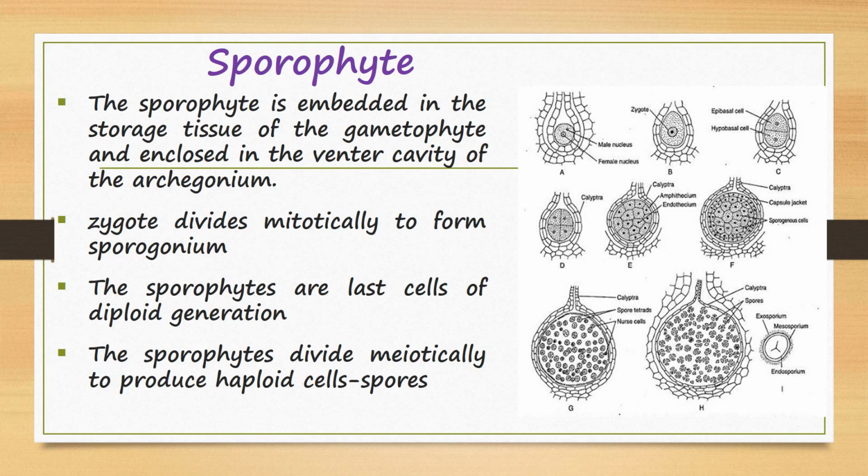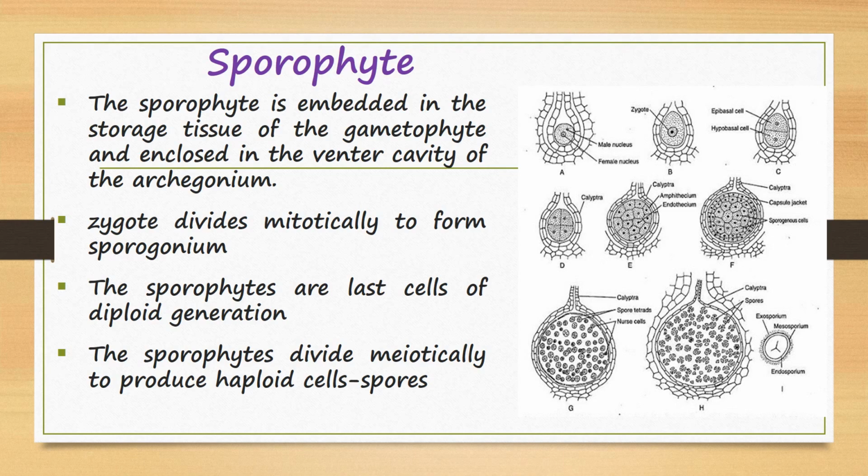Then another vertical division takes place, so an 8-cell structure, that is the octant, is formed. The cells of the octant divide and redivide irregularly, forming a spherical mass of 20 to 410 cells. The periclinal division takes place, which cuts off the outer layer of cells called the amphithecium and the inner round mass of cells called the endothecium. This amphithecium first constitutes the jacket of the capsule, but later it serves as nutrition for the spores. The outermost layer constitutes the jacket of the mature sporophyte.